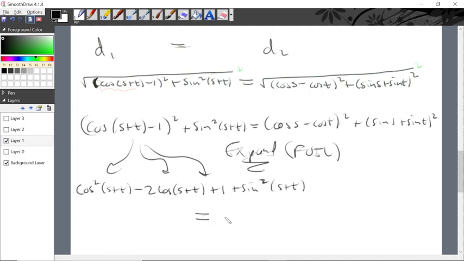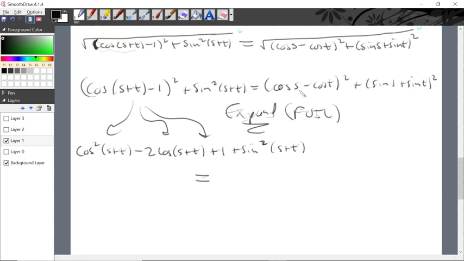Now the right-hand side. We'll move down here to give ourselves a little more room. On the right-hand side, we're also going to FOIL cosine s minus cosine t quantity squared. That FOILed out would give us cosine squared s minus 2 cosine s cosine t. Check that by FOILing, you're going to get 2 of those. Plus the cosine squared of t. And then we FOIL the sine of s plus the sine of t quantity squared. That would give us plus sine squared s plus 2 sine s sine t plus the sine squared of t. So we have left-hand side expanded, right-hand side expanded.